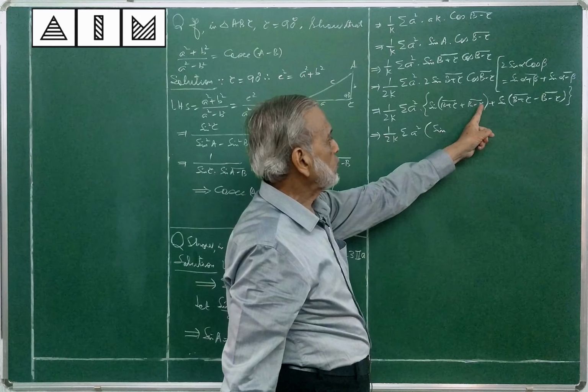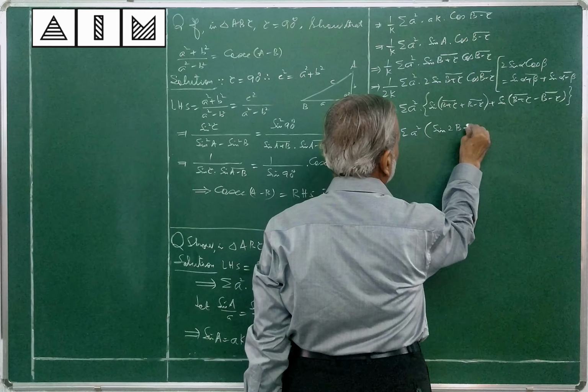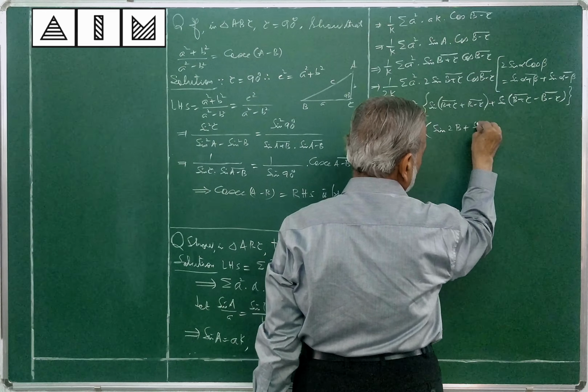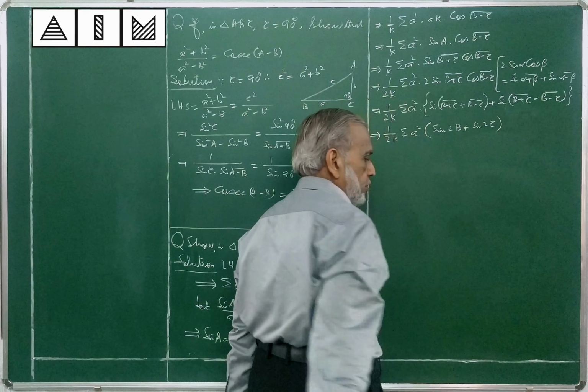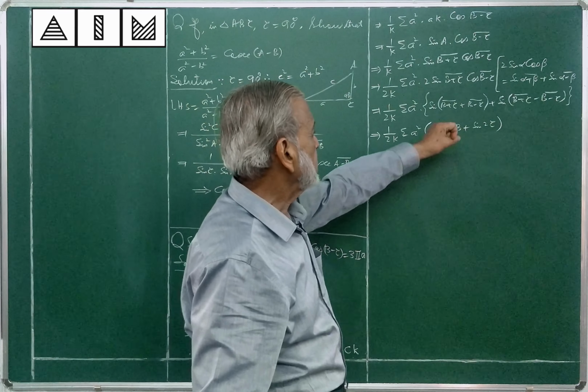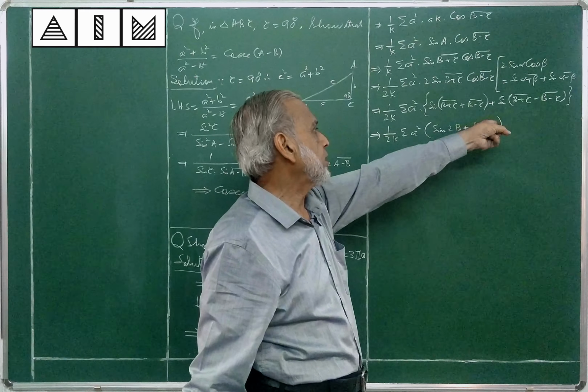Open this bracket, your C will cancel, leaving 2B. Here also open the bracket, this becomes plus, so sin 2C. Understand very well. Opening that bracket, you need not give another step for that purpose. Sin(B plus C plus B minus C), C will cancel, sin 2B, similarly sin 2C.